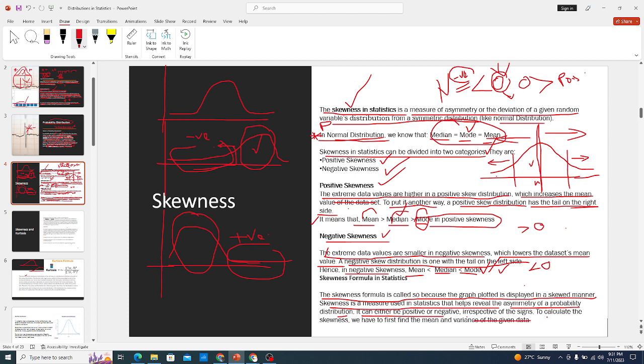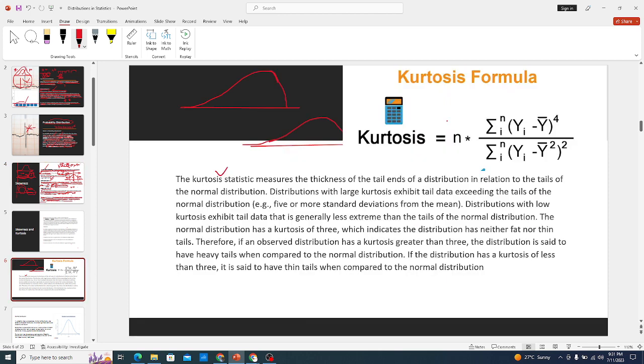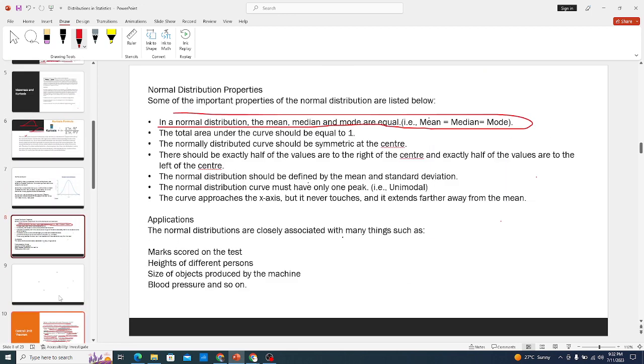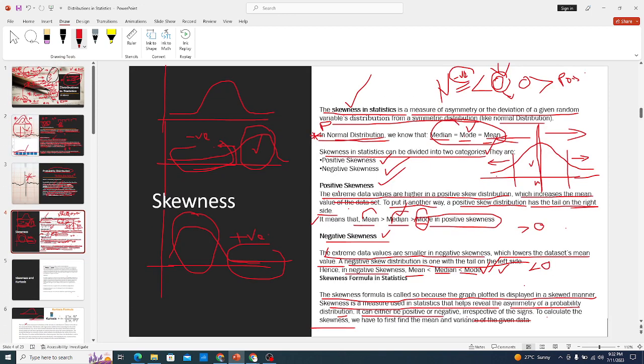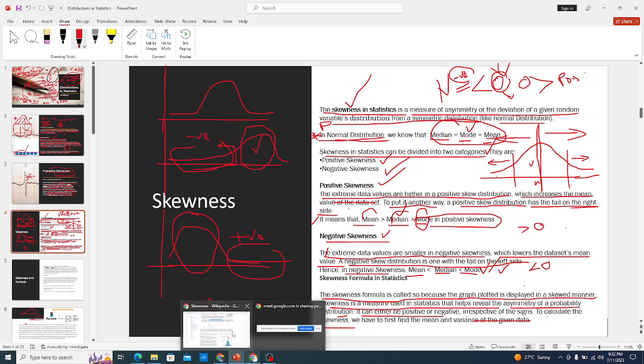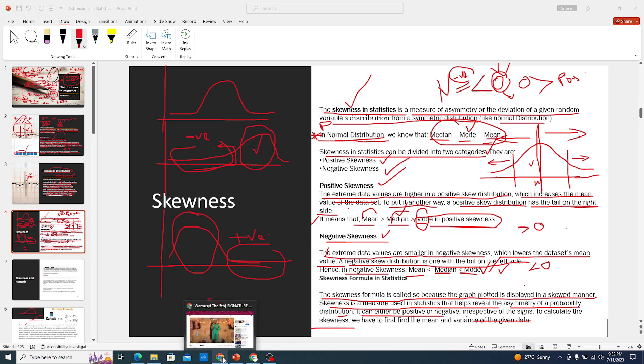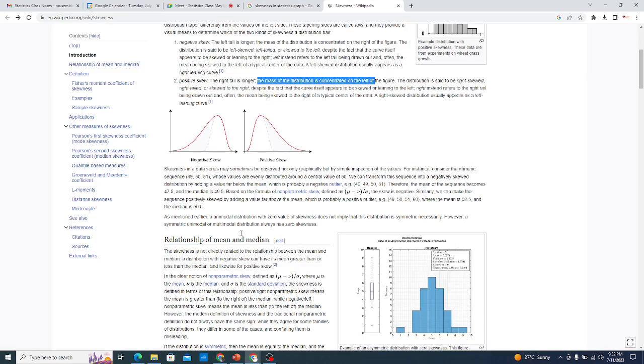So to calculate this, we usually have a formula. We have a formula for skewness. Remember I said that skewness is the third derivative from the mean, or from the expectation of x.